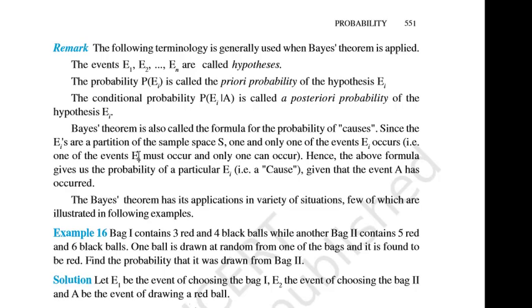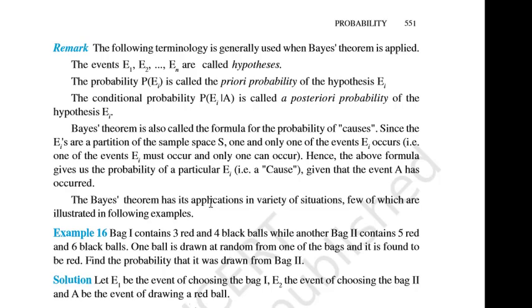The events E1, E2, E3, ... EN are called hypotheses. The probability P(Ei) is called the priori probability of the hypothesis Ei. The conditional probability P(Ei given A) is called the posteriori probability of the hypothesis. So what is the probability of Ei? It is called the priori probability, because your partition you will understand first. Then if the second part has happened, that is A happened, then what is the possibility of event Ei? It is called the posteriori probability.